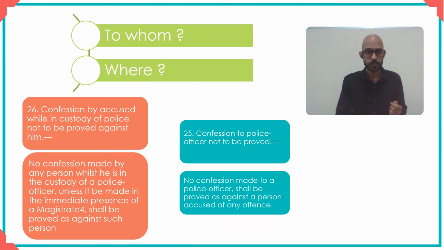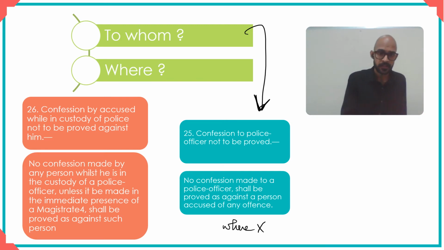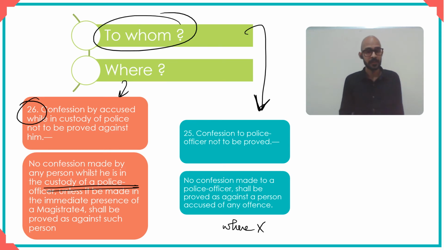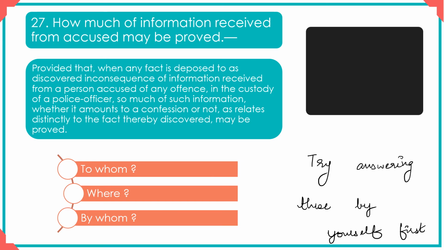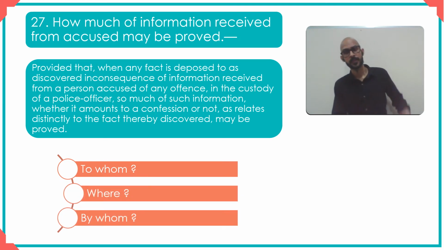In our previous lesson, we'd seen with regard to section 25 and 26 that 25 deals with the subject of to whom the confession has been made. It does not talk about where the confession has been made. On the contrary, section 26 talks about where the confession has been made, that is basically the custody of the police, and it does not talk about to whom it has been made. So now let's see what happens in section 27. In fact, I'd like you to pause the video and think about it by your own self first. So these are three questions that we have with regard to section 27. Pause the video and ask yourself which of these questions is answered in section 27.